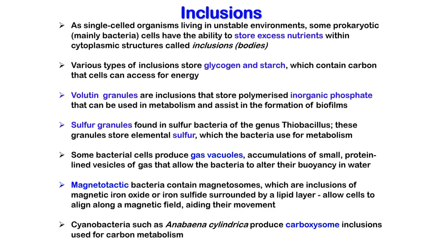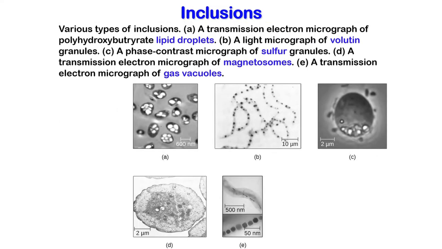So one is sulfur granules, and these store elemental sulfur. Can be used for metabolism. And then another example is gas vacuoles, which allow the accumulation of gas, and this actually gives bacteria more buoyancy in water. So this allows them to survive in water. And as I said, there are lots of other examples, which you can read through yourself. And here you can see images of these inclusions under a microscope.